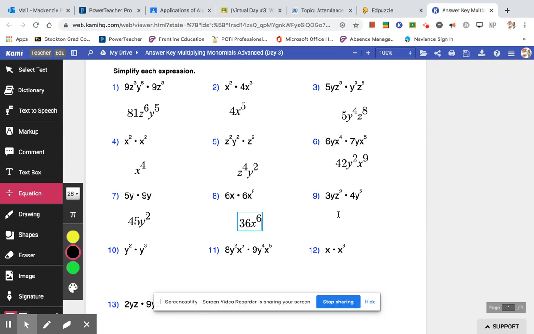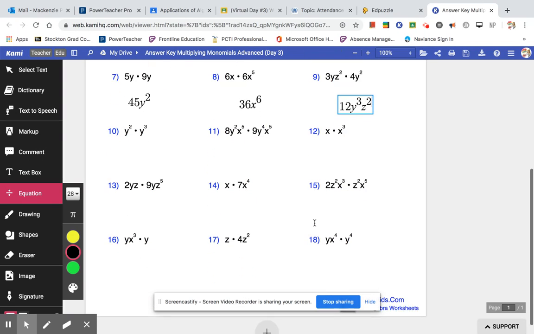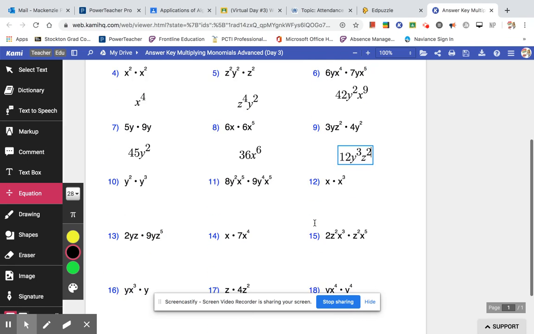All right, so number 9, we're going to multiply the 3 times 4 and get 12. The next base I see is a y. Again, there's nothing on this y, so I would have written in a 1 here. And then if I add the 1 plus 2, this does become y to the 3rd. And then there's only one z, so I keep that base, and there's nothing to add it with, so I keep the exponent. All right, so we're halfway done here.